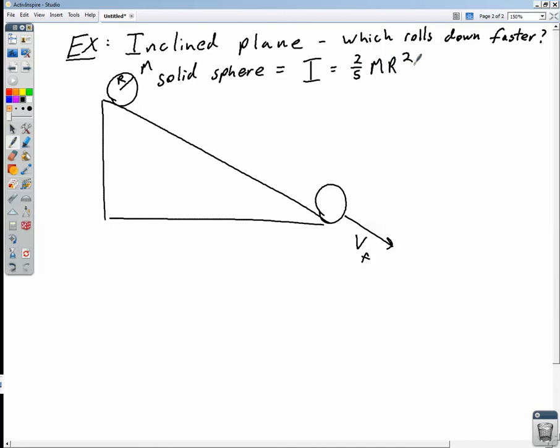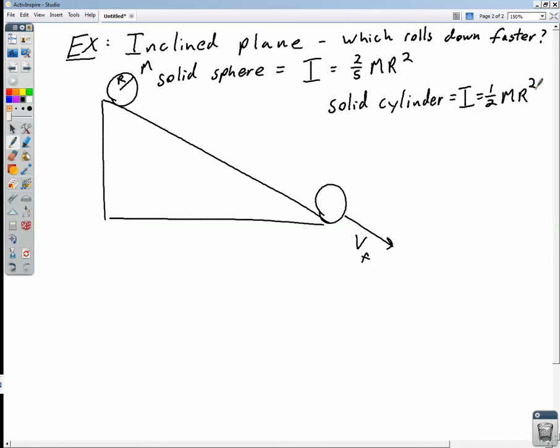And let's compare that to a solid cylinder. We're going to roll that guy down, and we're going to say he also has a mass m and a radius r, same mass, same radius, and according to the textbook, the I for the solid cylinder is 1/2 mr squared. So who's going to be going faster when we get down to the bottom of the ramp?